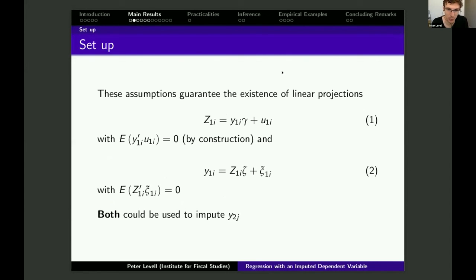So we could project Y on Z, where U and Z are by construction uncorrelated, just by the definition of linear projections, and a regression of Y on Z. What you can see immediately is that you could use both of these imputation procedures to impute Y. You could regress Z on Y, or you could regress Y on Z, and both of them will give you fitted values that you can use in a second stage regression on X.